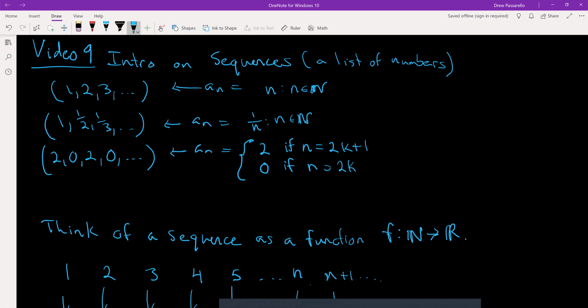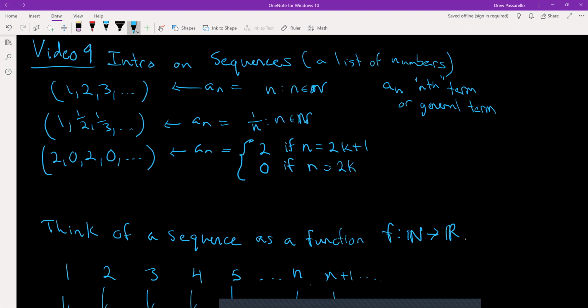Now a_n, when you see it like that, is called the nth term of the sequence. It's called the general term. And so when we have 1, 2, 3, the general term format would be n, where n is a natural number. So the nth term is just n. And this goes on forever. So a sequence is a list of numbers that goes on forever. I use parentheses to encompass the sequence.